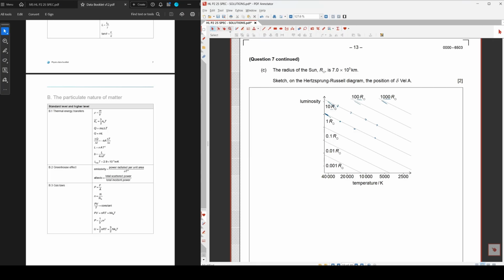Well, I need to figure out probably how big our star is then. They told us the radius of the sun. And in the previous question, I just figured out the radius of the star.